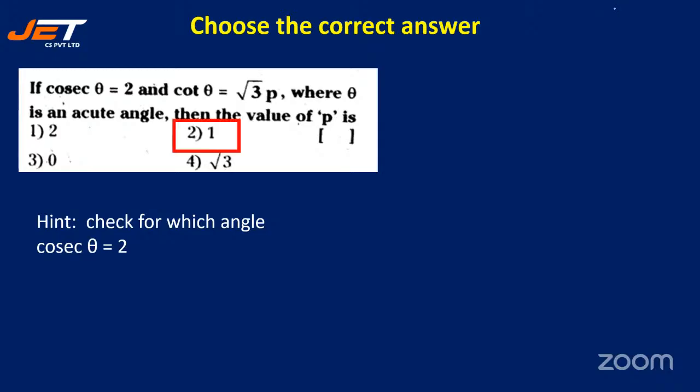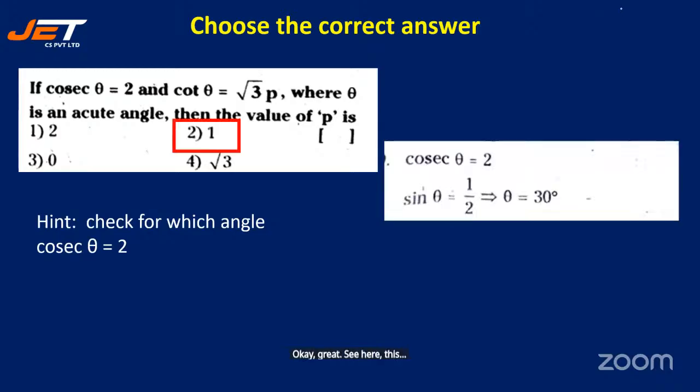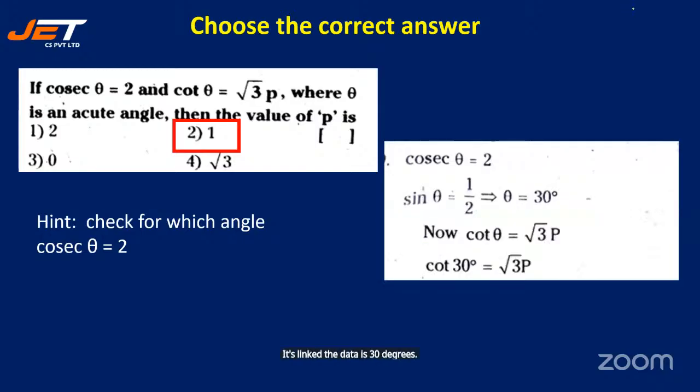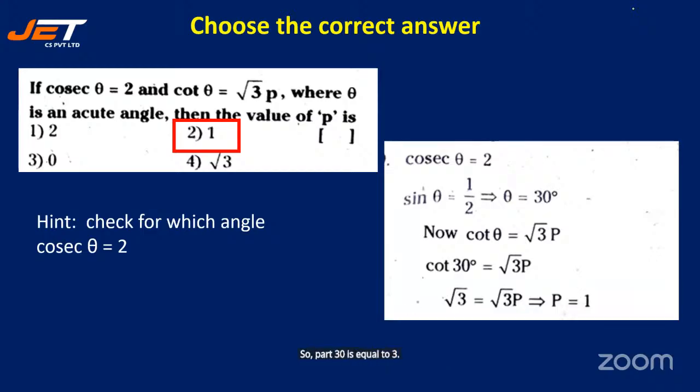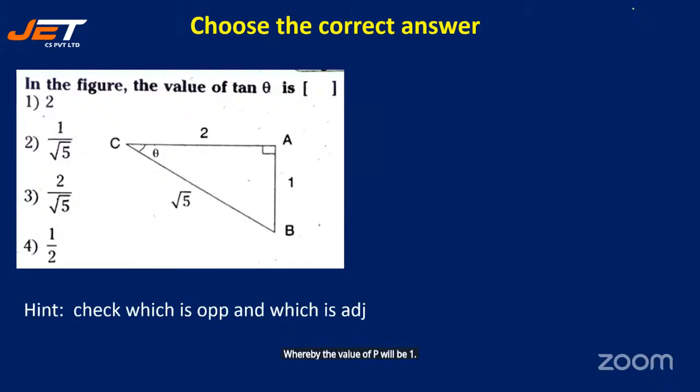See here, cosecant theta is 2, so sin theta is half, which means theta is 30 degrees. So now cot theta is root 3p. So cot 30 is equal to root 3p. So root 3 is equal to root 3p, whereby the value of p will be 1. Okay. So one last sum we'll do for today and then we'll wind up with maths.